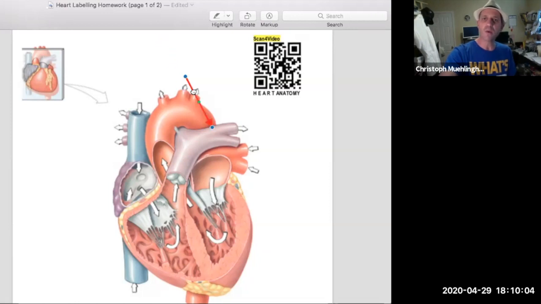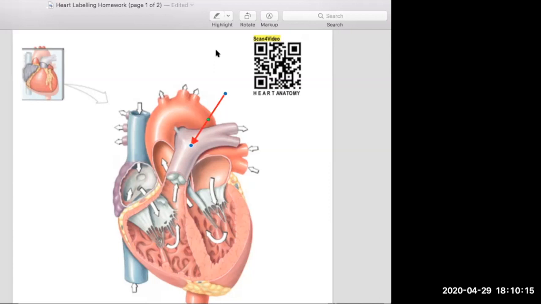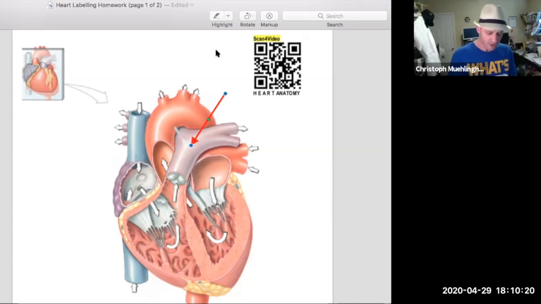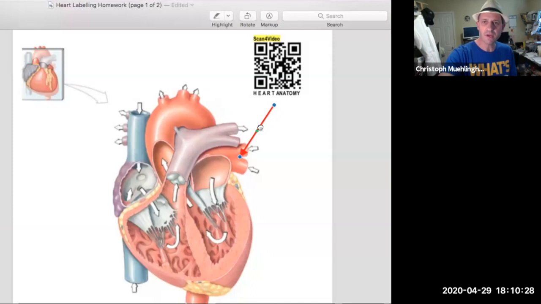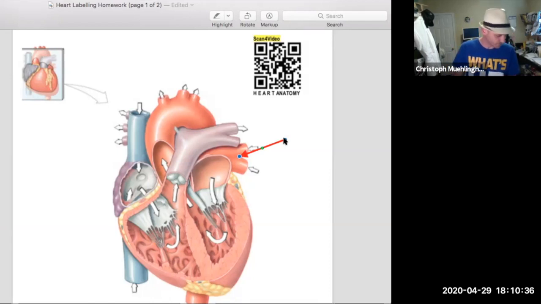All right, that was number 1. Number 2, I want you to tell me what is this vessel here called that it's pointing to. That's number 2. The vessel that comes out of the right ventricle, basically. And then number 3, we're going to go to the vessel here, which are the vessels that return back into the left atrium. What are those called? That's number 3.